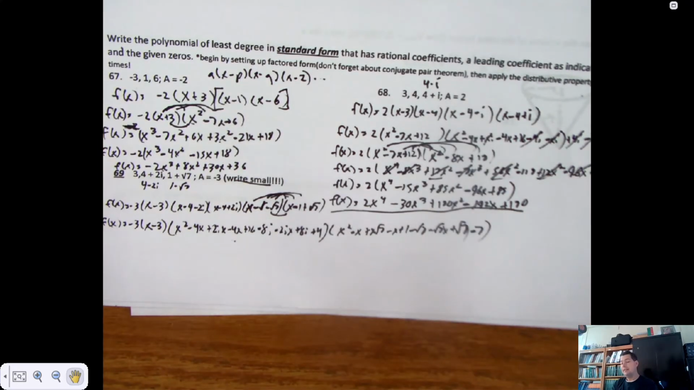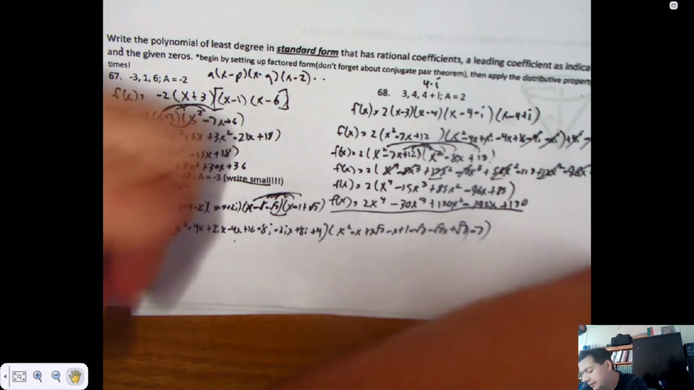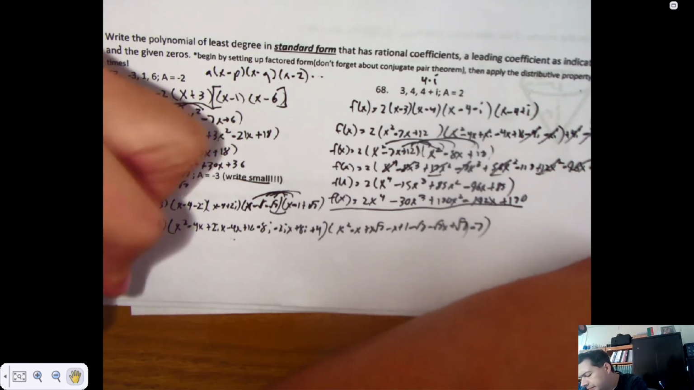Now I get to clean up these ugly things, and then I get to multiply them together, and then I get to multiply by x minus 3, and then I get to multiply by negative 3. It's not a whole lot of fun, is it?